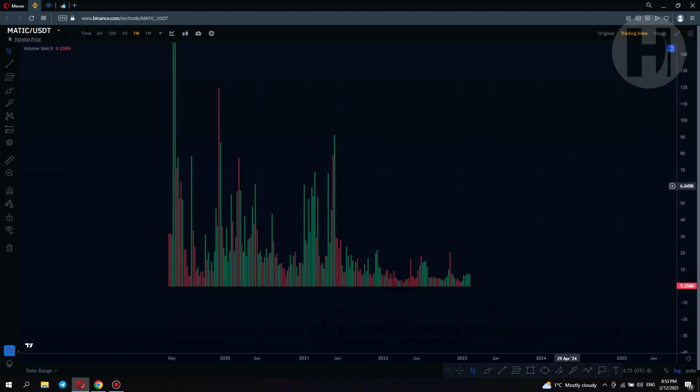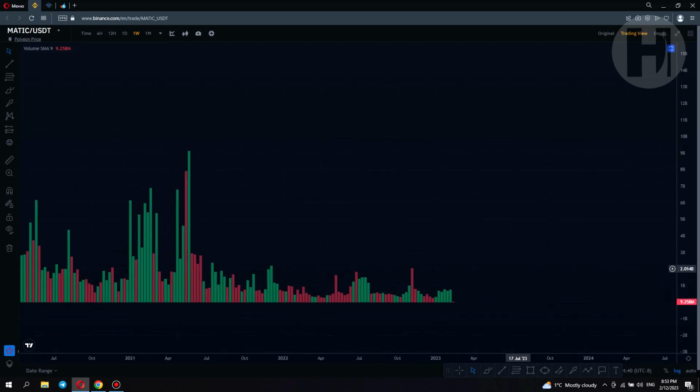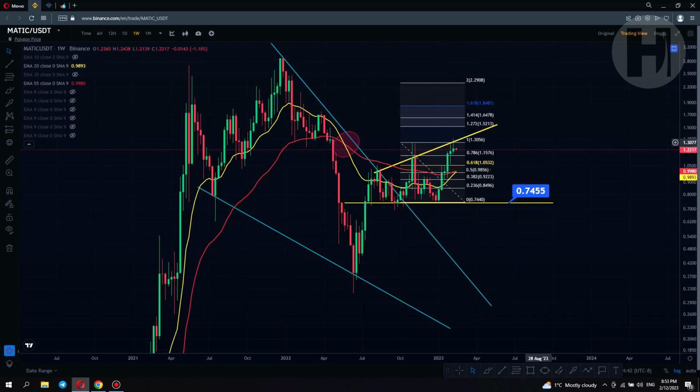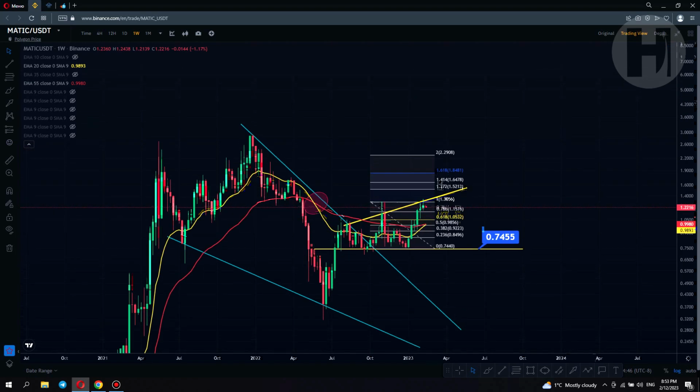The volume indicator is giving us good candles, so a lot of people are buying in, and this is good. Project is alive, lots of partnerships coming in, so I definitely think $1.11 is a question of time, really, and not a question of if.